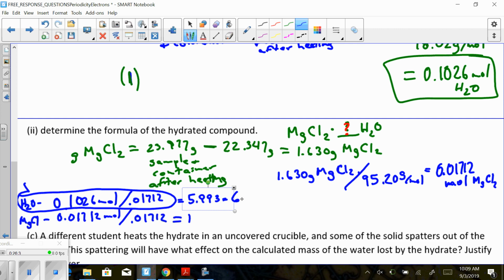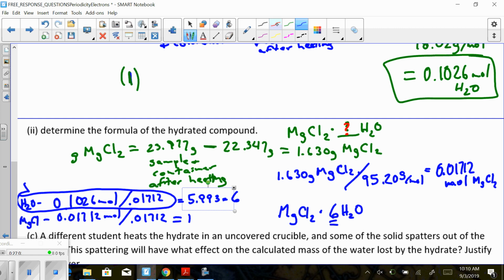So we have a ratio of 6 to 1 for our mole ratio, which means when we write the chemical formula for this, we have magnesium chloride, and there are 6 waters associated with every formula unit. For every formula unit of magnesium chloride, we have 6 molecules of water associated with it. And so that's how you would do that kind of question.